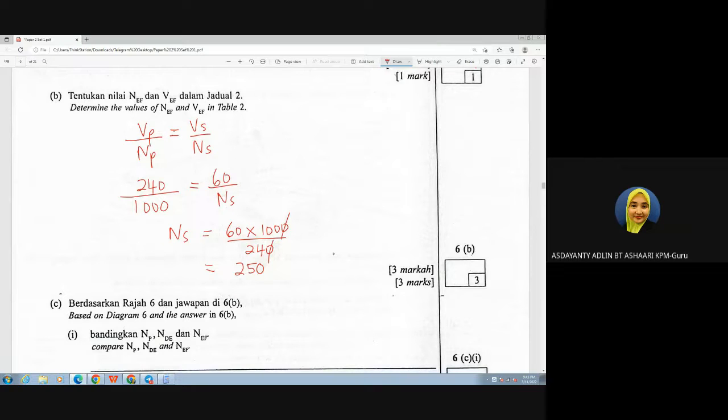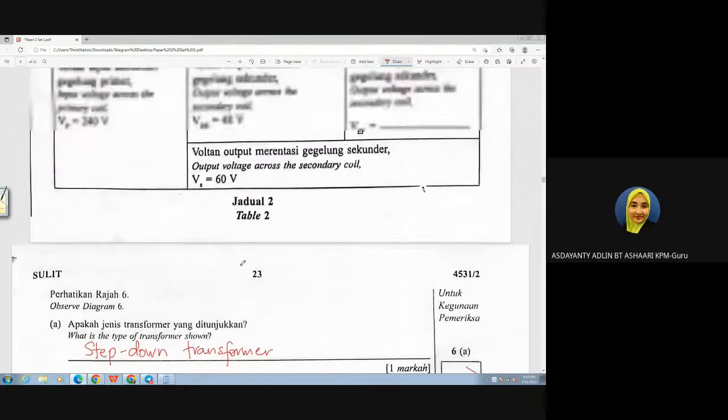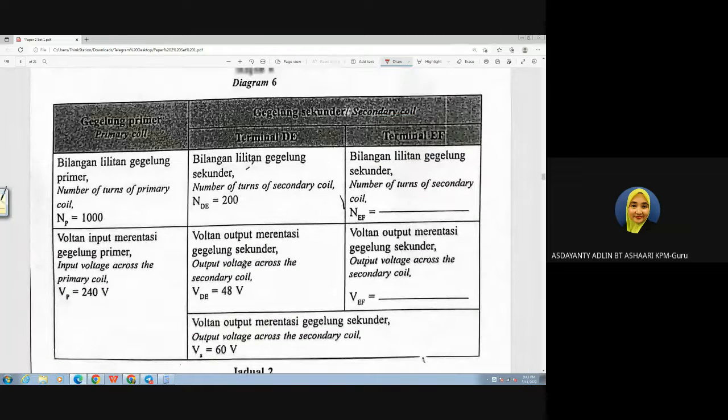Okay, this is the number of secondary. Number of secondary is equal to the NEF. So NEF equals 250. No unit because this is a number. So next we want to find the... wait a moment, I don't understand this. Look here.